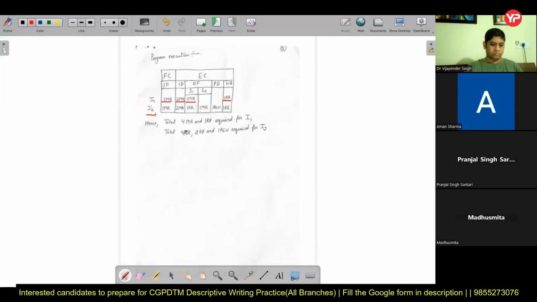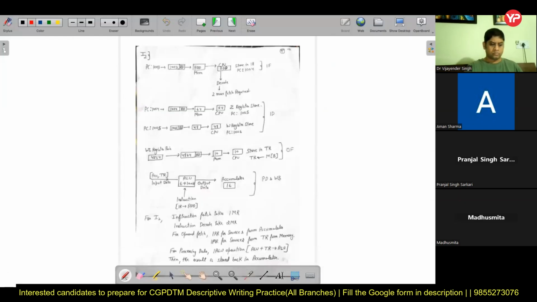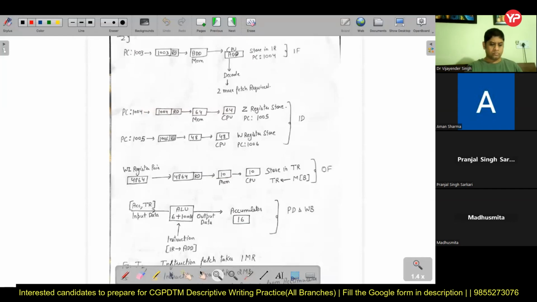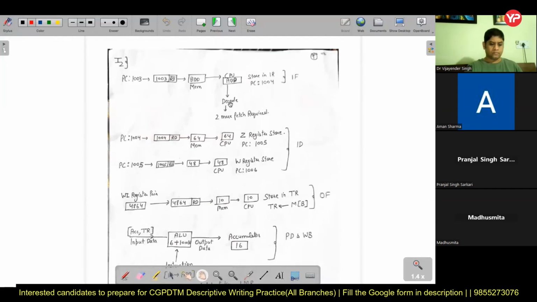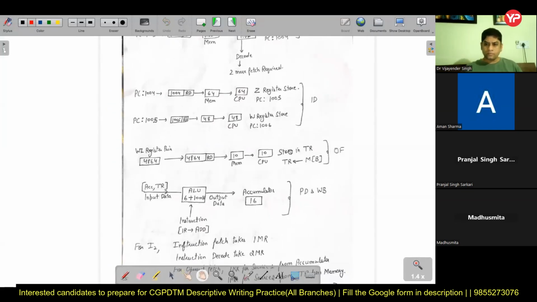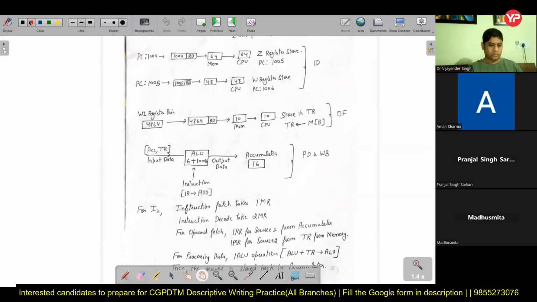After that, for instruction two, again, we will do the same procedure that we will fetch the instruction. Then we will fetch two more of the instruction. Then we will store that in WZ register, from which the operand fetch stage will be there. Now, processing data will be done. Input data, we will input through accumulator and TR. We have shown it here. It will be fed to the ALU. Then the output data will be again placed in the accumulator. We have also shown that this comes under the processing data and write back phase.